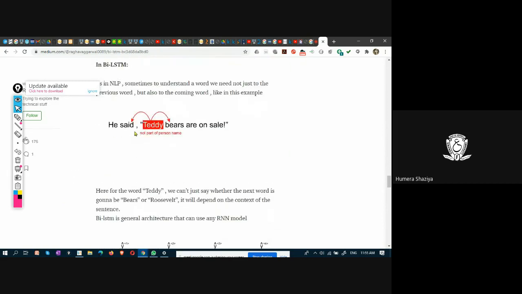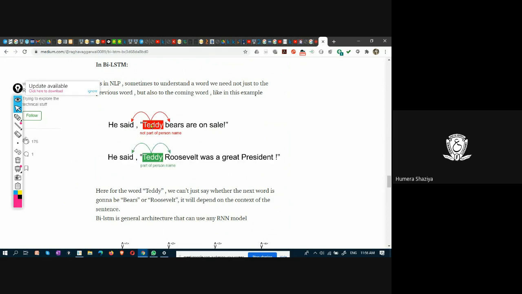Okay, an example is given here, and some animation is shown. He said teddy bears are on sale. Because of these bears, this teddy is not the name of a person. And look at this, Teddy Roosevelt. Because here you have Roosevelt after Teddy, it means that this Teddy is the name of a person. Teddy Roosevelt was a great president. Here, teddy bears are on sale. What follows? What is this Teddy? Is it the name of a person or the name of that toy?